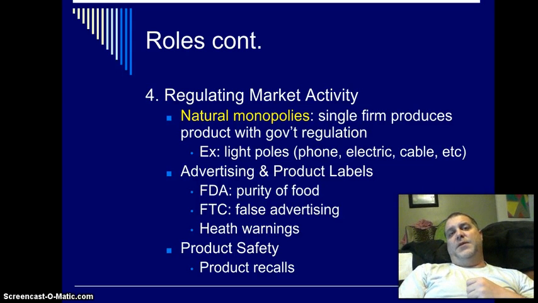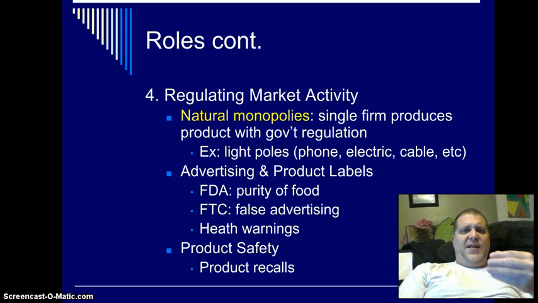We all get our energy from the same provider, but they do give up their ability to increase prices freely, and they have to be subject to government regulation. If they want to increase their rates, they have to go through the federal or the state government in order to do so. The government also, by regulating market activity, makes sure there's truth in advertising and product labels, such as the FDA, which considers the purity of food, which is a very good thing.